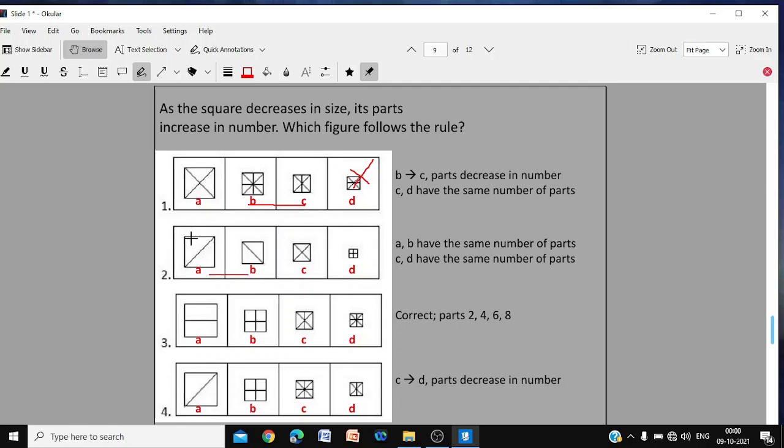Here, this one and this one both have the same number of parts. Here also you have 2 parts. Here also you have 2 parts. The parts are not increasing in number. So reject. Here, correct. This is correct because the number of lines increases and the number of parts also increases. But still, let us check the figure D. Here, what do we find? C to D parts decrease in number. If you count the parts, here there are more parts and here there are fewer parts because you have removed this horizontal line. So this is also rejected. So the correct option should be 3.